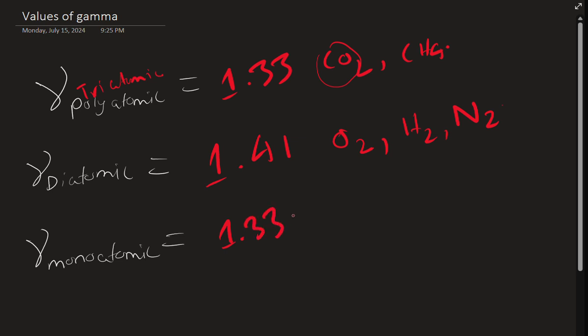Now, which gases have only one atom? Can you guess? The gases of group 18, that is the inert gases. The inert gases have only one atom. So gases like neon, helium, argon, etc. These gases are monatomic and the value of gamma for them is 1.33.